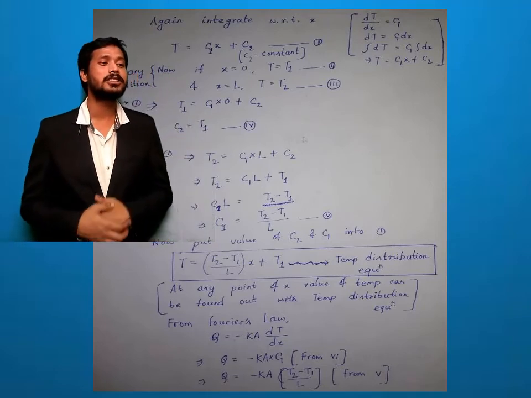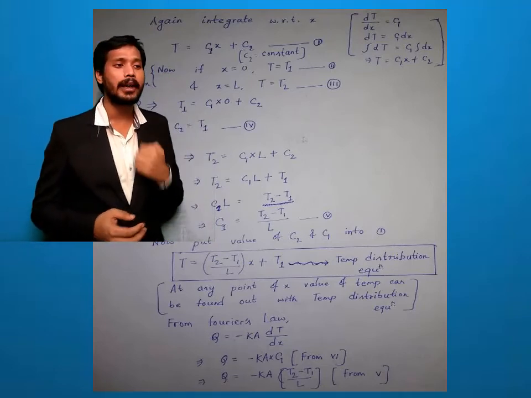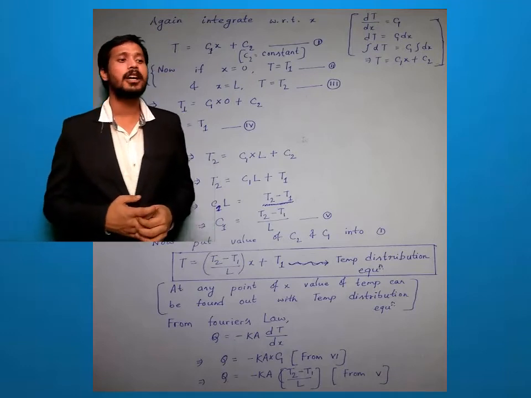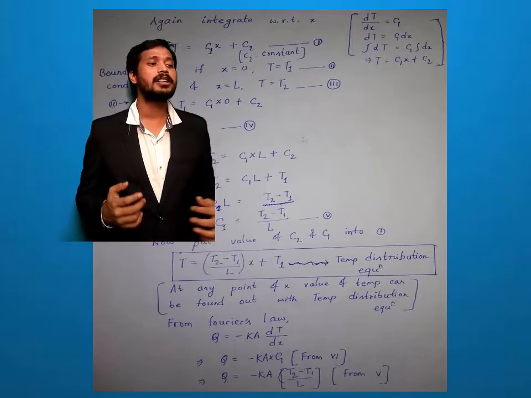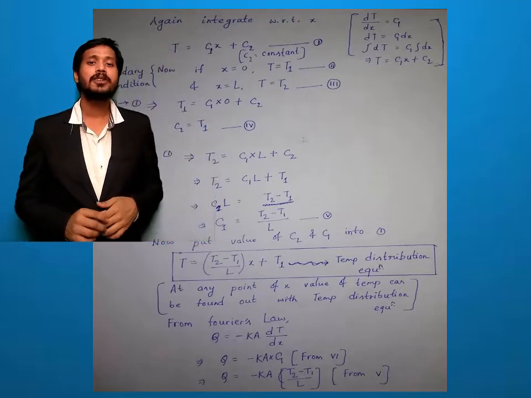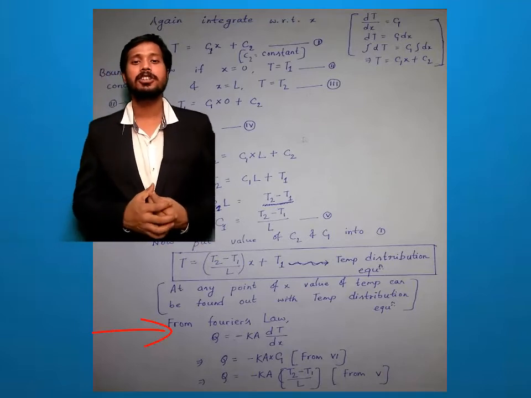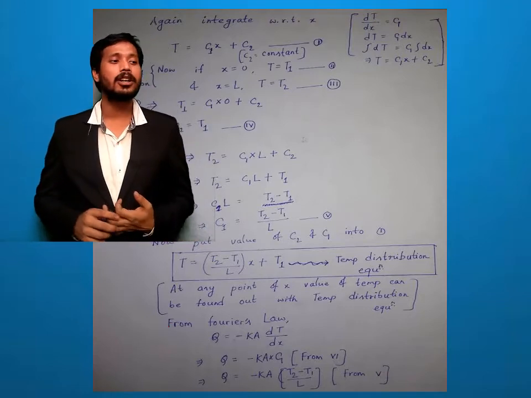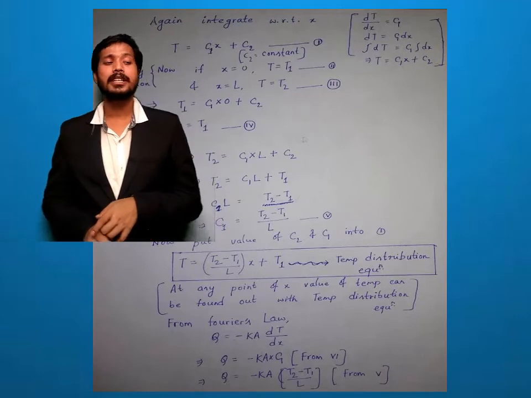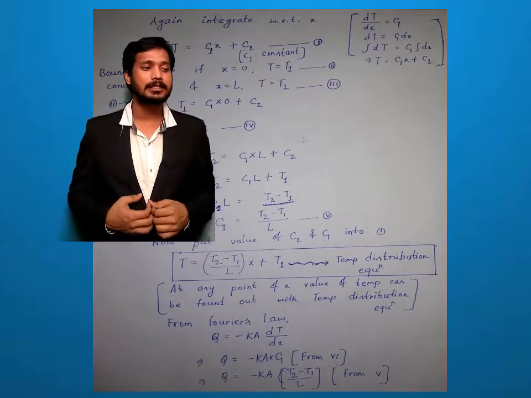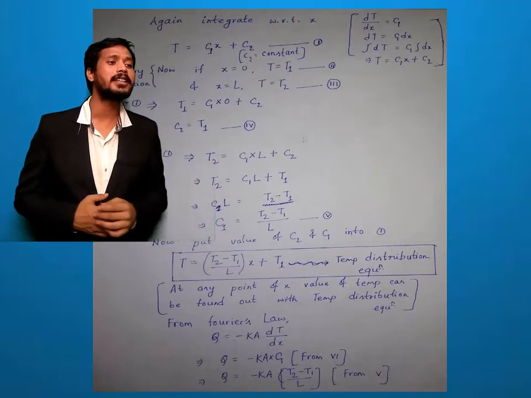So this is the equation: T equals (T2 minus T1) by L into x plus T1. Now at any point x, the value of temperature can be found out with the temperature distribution equation. Now we have to find out heat transfer. For heat transfer, we know this is conduction mode, so definitely we have to follow Fourier's law. According to Fourier's law of heat conduction, I can write Q equals minus kA dT/dx.